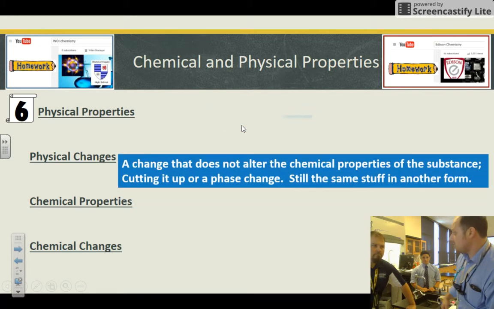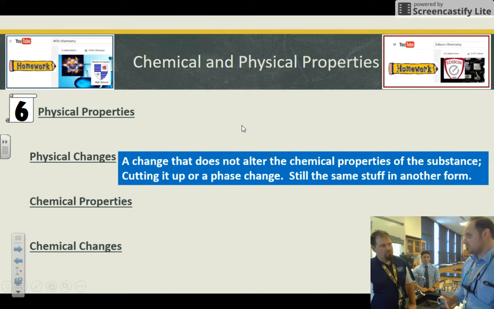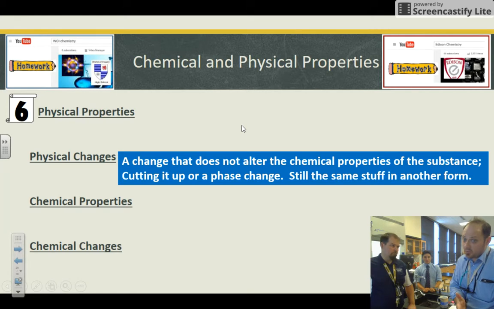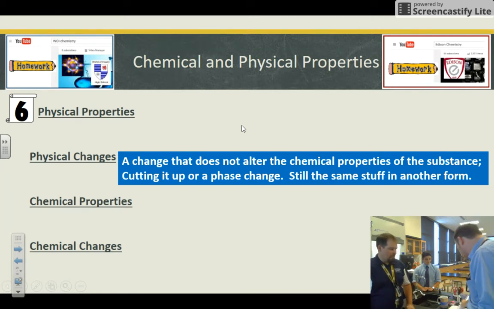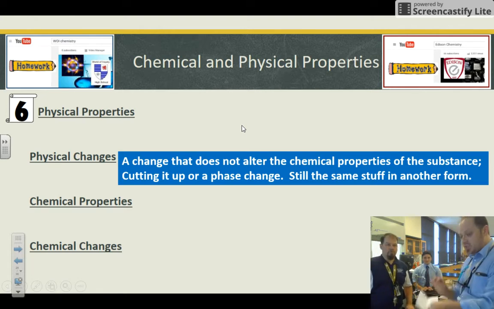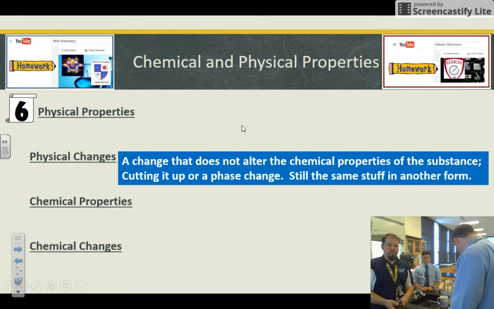Now, physical changes are changes that don't alter the chemical properties of the substance, so you've still got the same stuff. Like if I take a piece of paper, and I'm not going to tear this, but if I tore it, it would still be paper. Both parts would still be paper. So that would be a physical change. The density of each didn't change? No. Physical change.